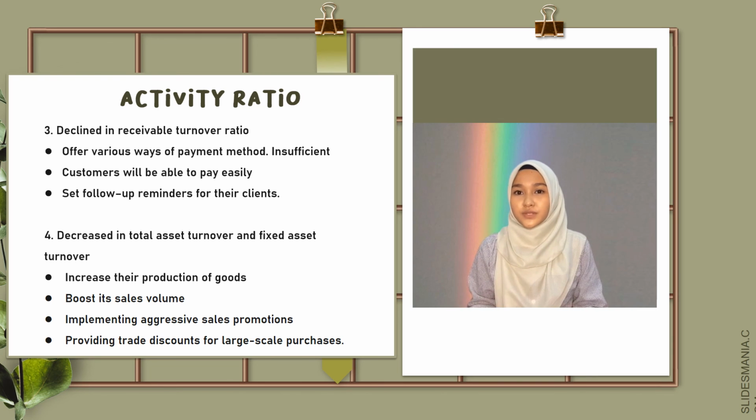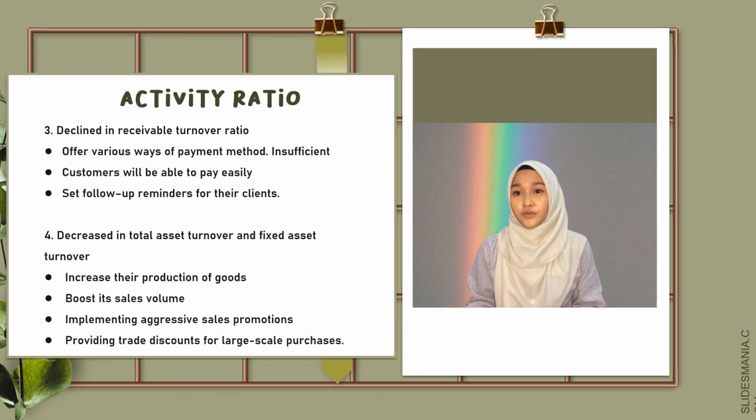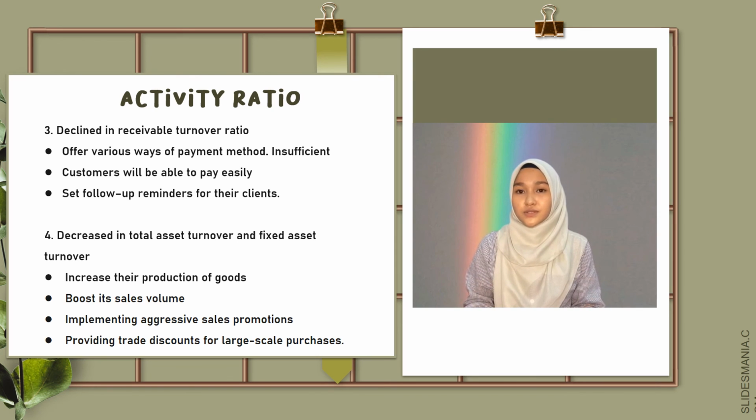Last but not least, we suggest Hiviabot Berhad try to increase their production of goods. This will ensure that all the assets are used more efficiently. If the products are in demand, the company should boost its sales volume by revising the firm's selling price, implementing aggressive sales promotions, and providing trade discounts for large-scale purchases.